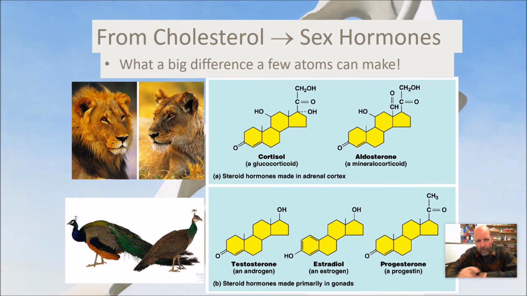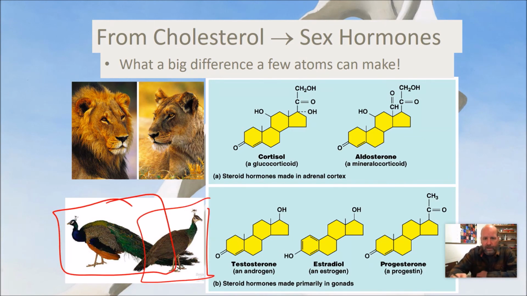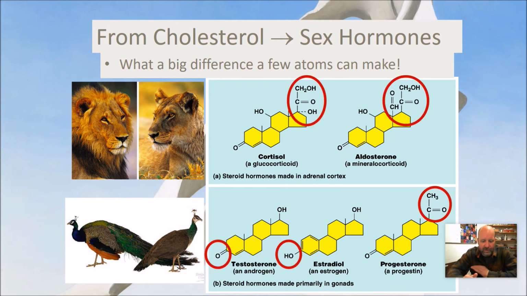Sex hormones are much slower. They work over years of time. But they make differences of all kinds in different organisms, right? This is why a male peacock looks different from a peahen, which is what the female is called. So it's just those functional groups stuck on cholesterol.